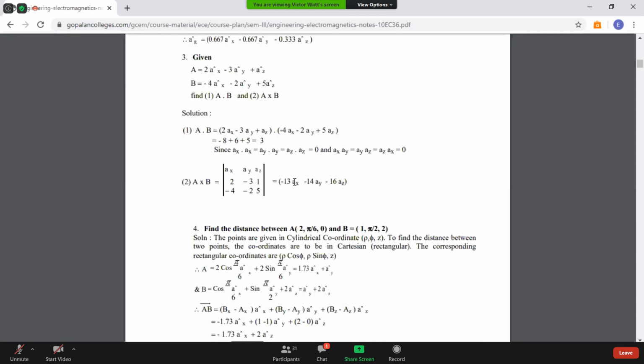Now, this other one, find the distance between A and B. What is the first thing you think about? Repeat the question. The question: find the distance between A and B. If you just black out the solution from your mind for a minute, you will of course realize that this is Cartesian coordinate, right?